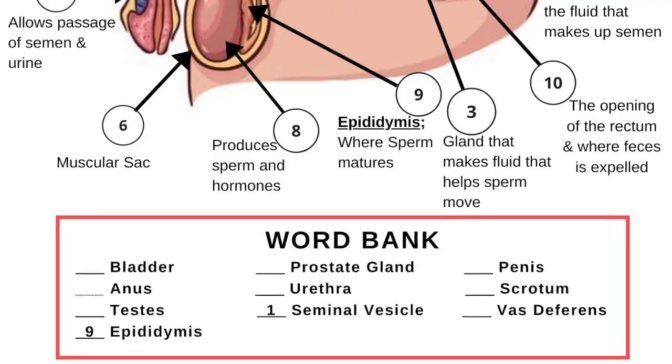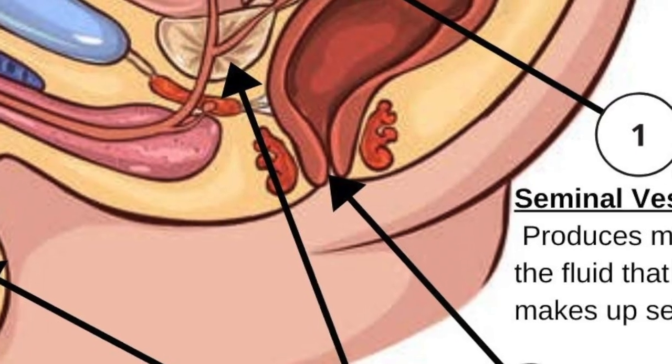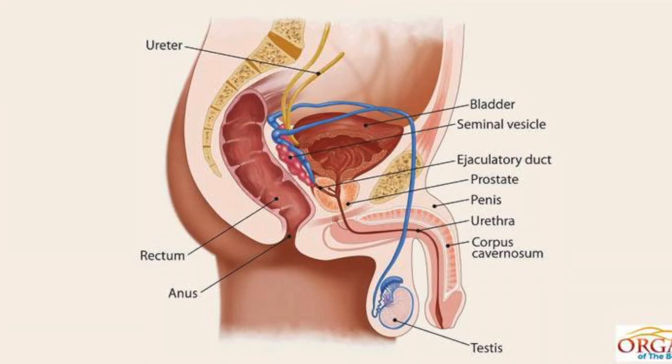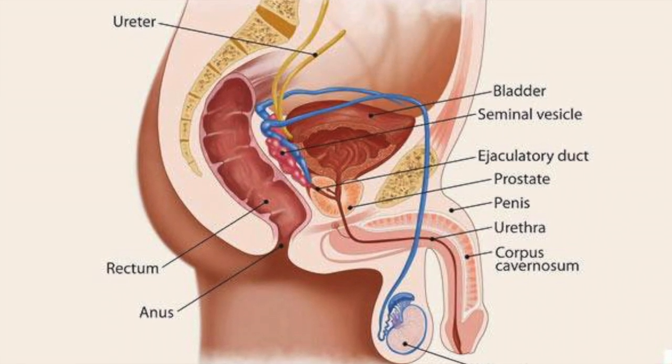All right, and number 10, the last one. This is the anus. The anus is the opening to the rectum and where feces is expelled. Like the penis and the scrotum, the anus also has a lot of nerve endings, meaning that it is also sensitive. Some people may experience sexual pleasure from anal stimulation. And with that, we have completed the penis anatomy worksheet.